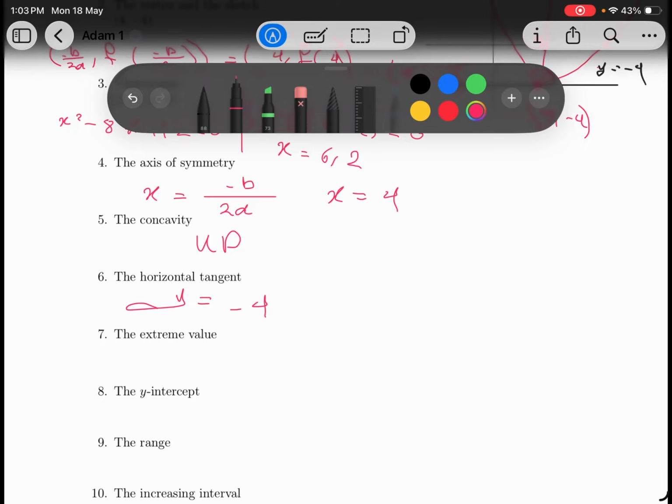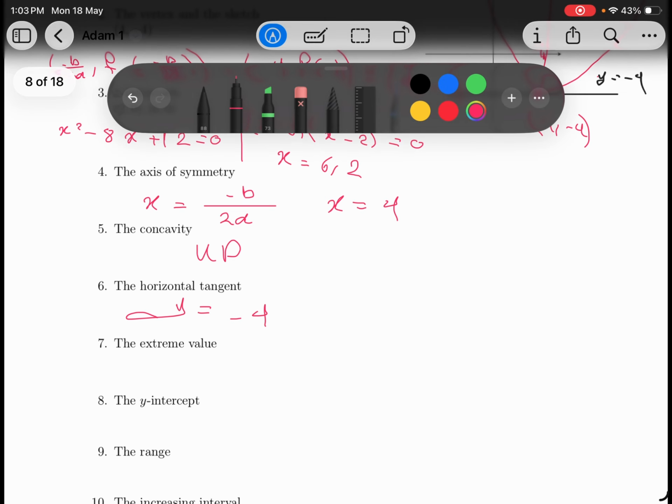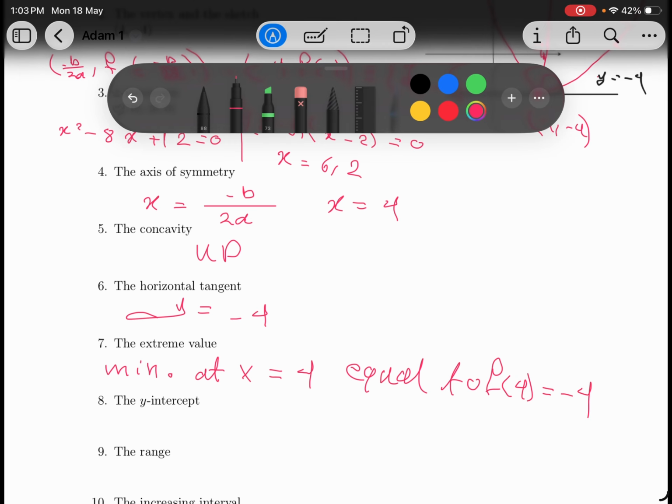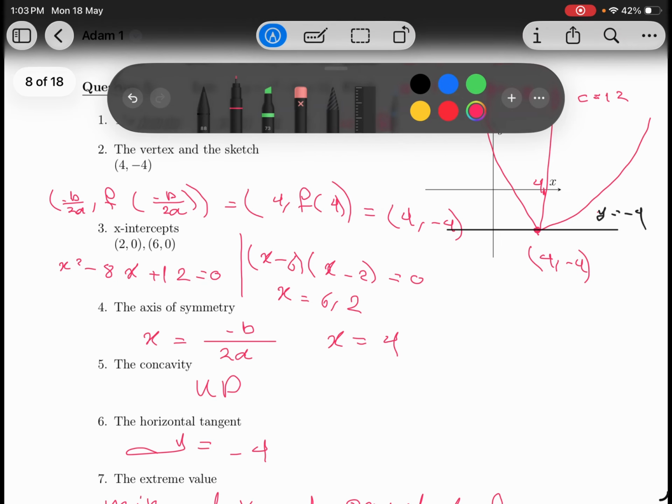Okay, here we have the extreme at the vertex, which is a minimum. Look, it's like bottom, not top. So the minimum occurs at x equals 4, equal to f of 4, which is minus 4. Look, guys, there's a lot of harmony here, so please note: the minimum value occurs at x equals 4, equal to f of 4, which is minus 4.